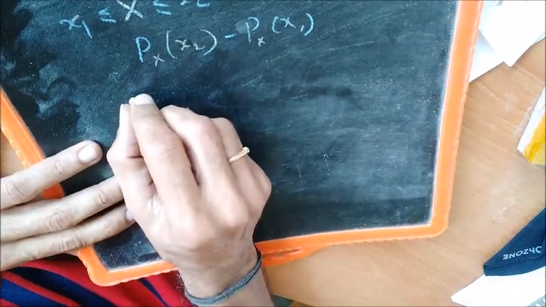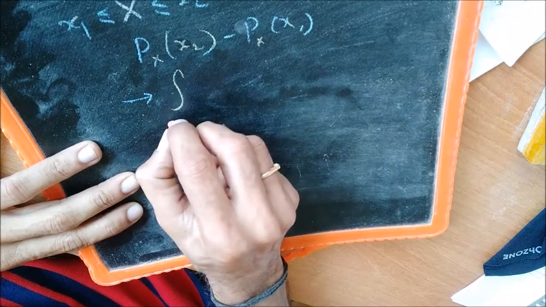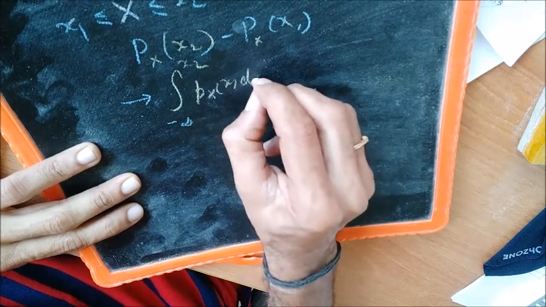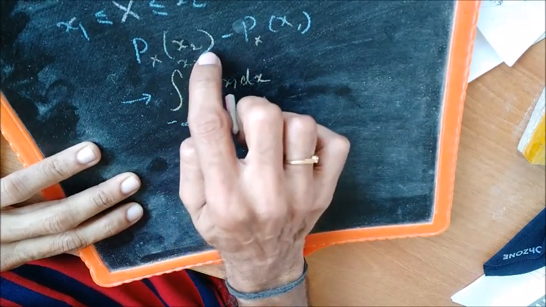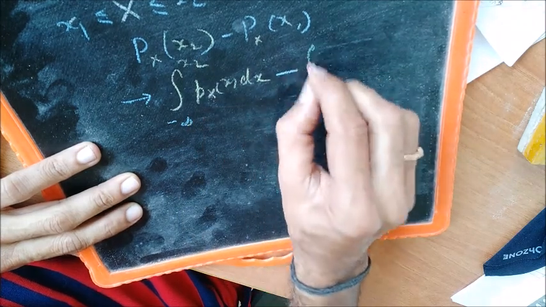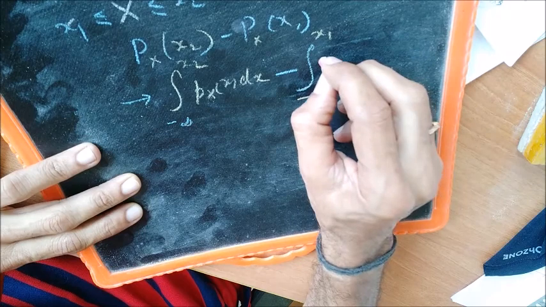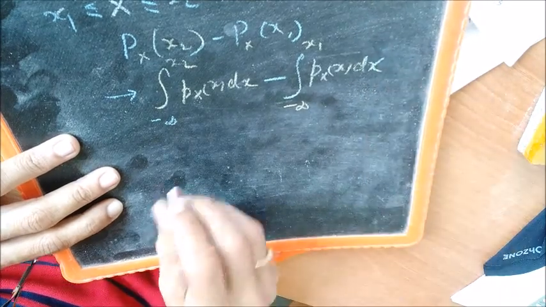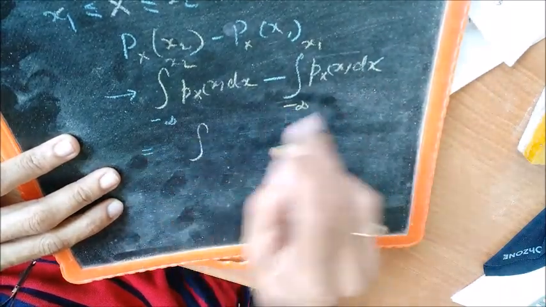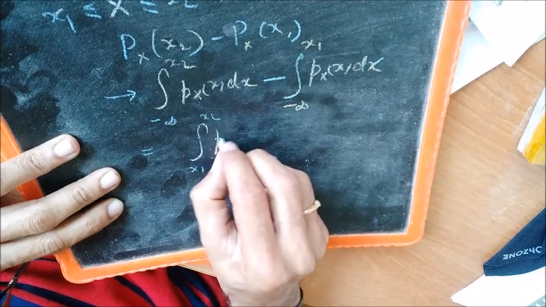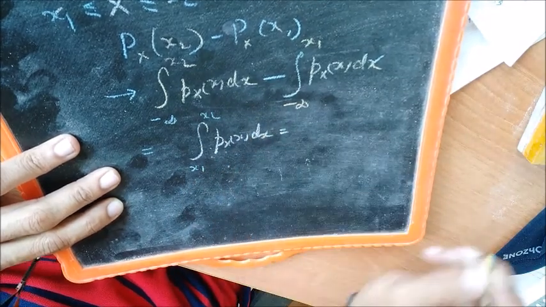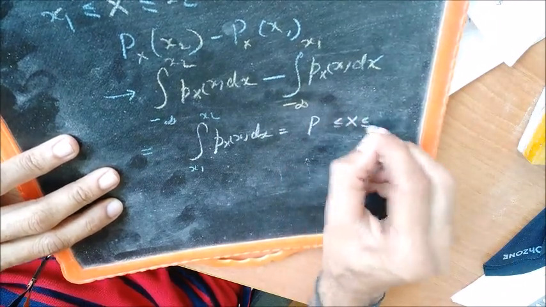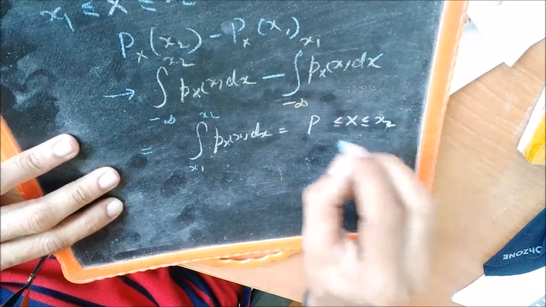From elementary probability theory, you know this. And this is computed like this. You know the relation between distribution function and density function. So using that, we can write this in this way. And this in turn can be expressed as, which is what we are seeking, the probability of x lying between x1 and x2.